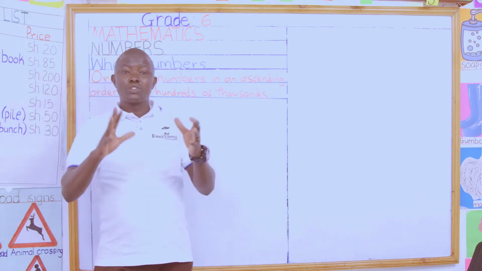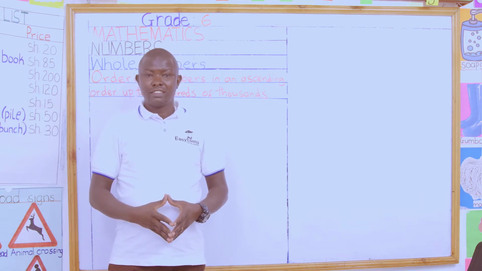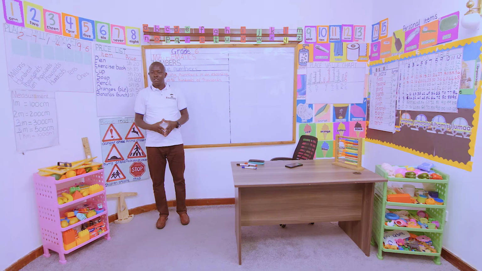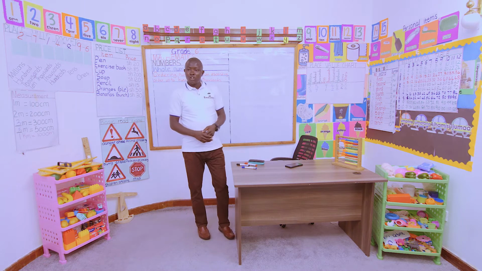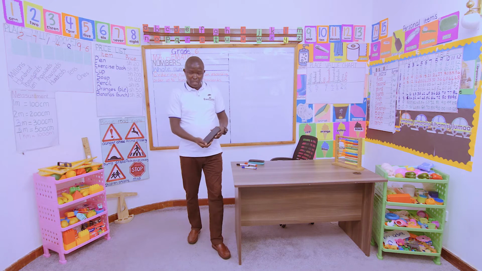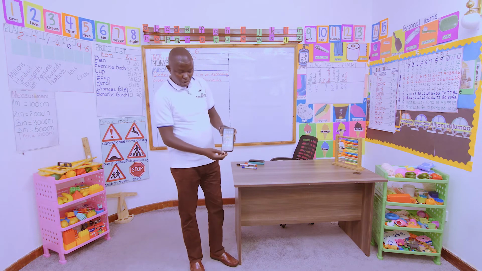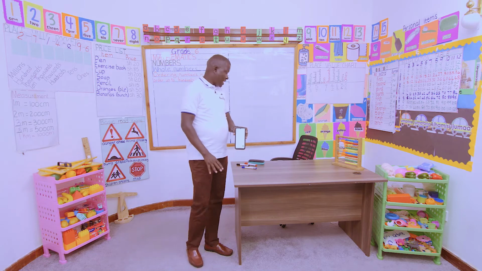Now, I would like us to group up in our groups. Take your calculator, or the digital device that you have, that is the tablet. Open your device and go to the calculator icon. And now after you go to the calculator icon, we key in random numbers.